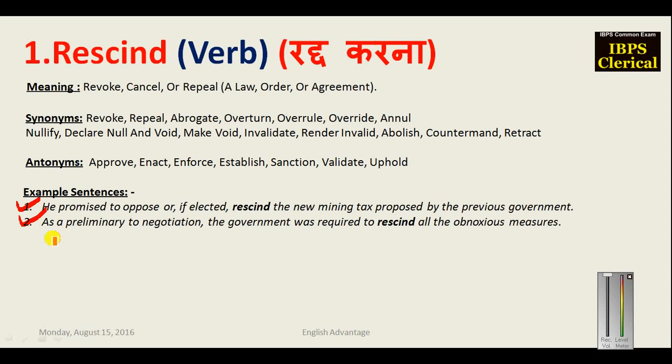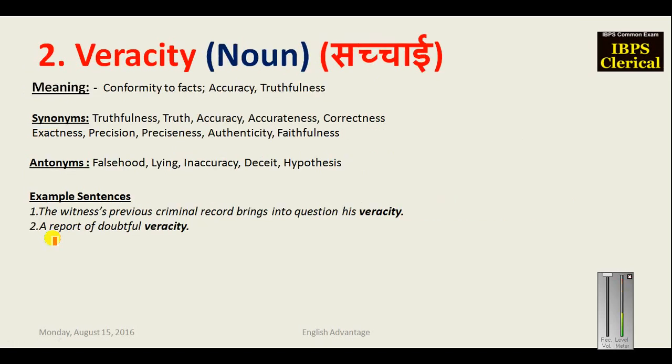Now let us look at the second word, veracity. Veracity means truthfulness, or conformity to facts, accuracy, precision. Synonyms are truth, accuracy, correctness, faithfulness, preciseness and exactness. The antonyms will be falsehood, lying, inaccuracy, and deceit, which means to cheat or bluff someone. The noun form is deception, a very common word. Another word that comes to mind is swindle, S-W-I-N-D-L-E, which also means to bluff someone.